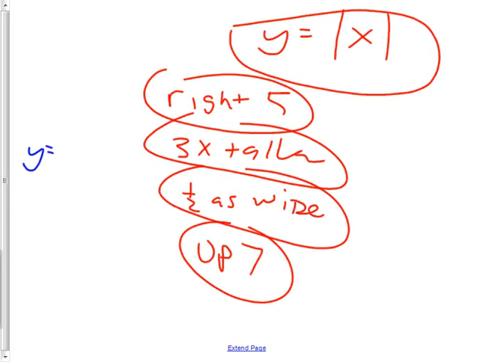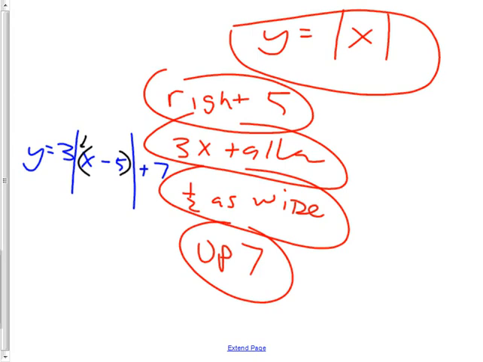So if you wanted to move it right 5, you would just have this minus 5. If you wanted 3 times taller, you have a 3 on the outside, because that's the up-down kind of thing. Next, you want it up 7, put a plus 7 here. The only thing I have left is 1/2 as wide. I need a little parentheses in here. And then I put something in front of that, because that's where you put stuff that changes the width.